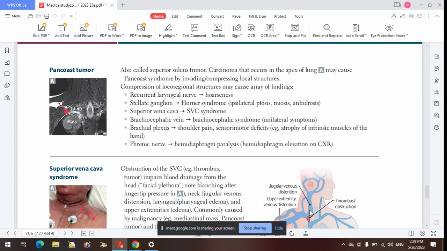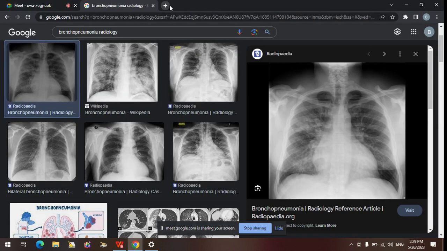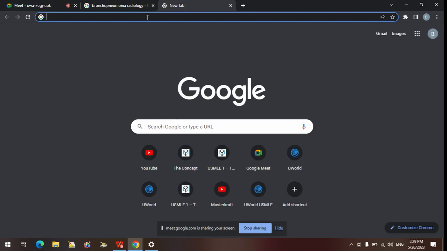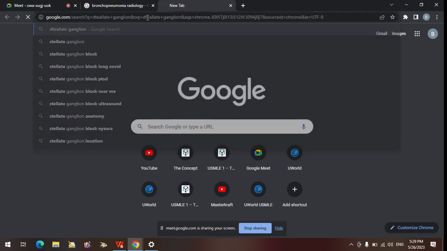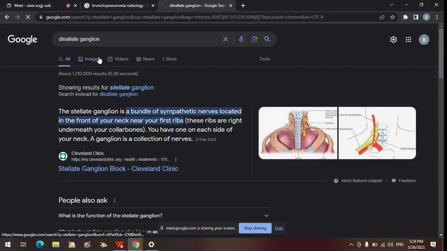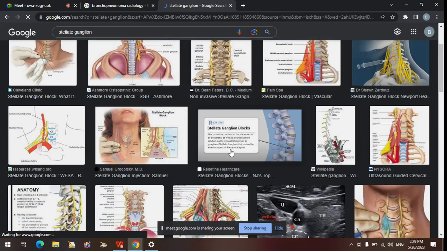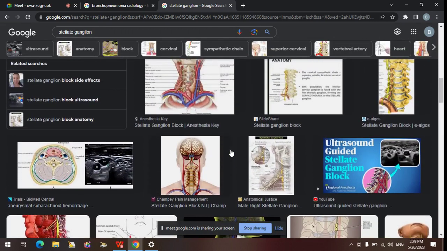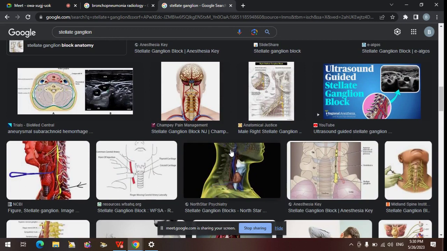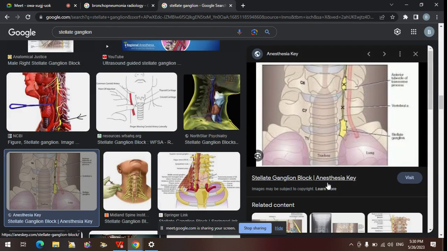Now, that stellate ganglion, I think I need to show us an image so that we can appreciate what we are talking about. It allows passage of the sympathetic trunk. Stellate ganglion. I don't like this image that they are showing. Okay, let's just manage this one. So, guys, this is the stellate ganglion that we can see here.